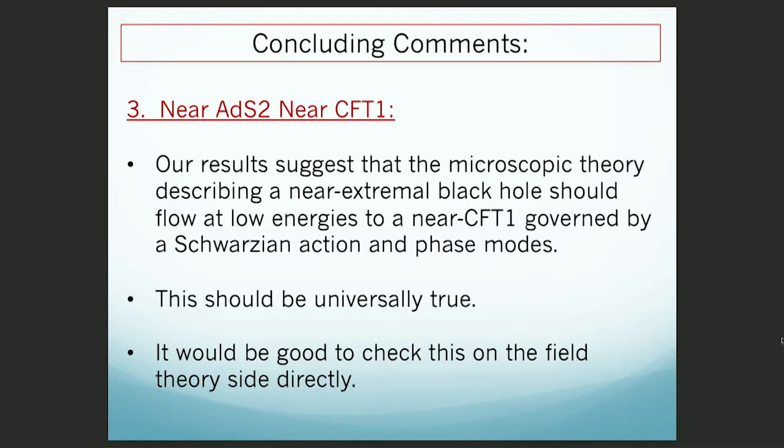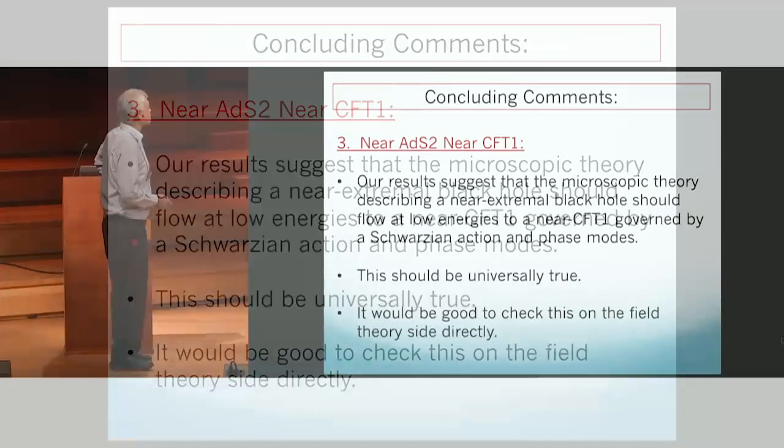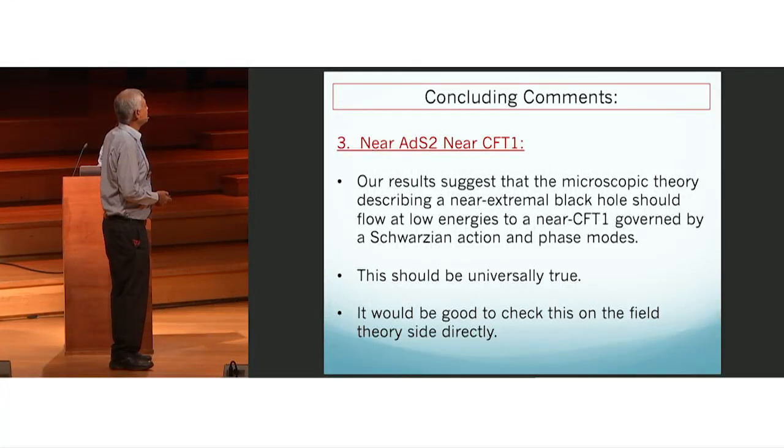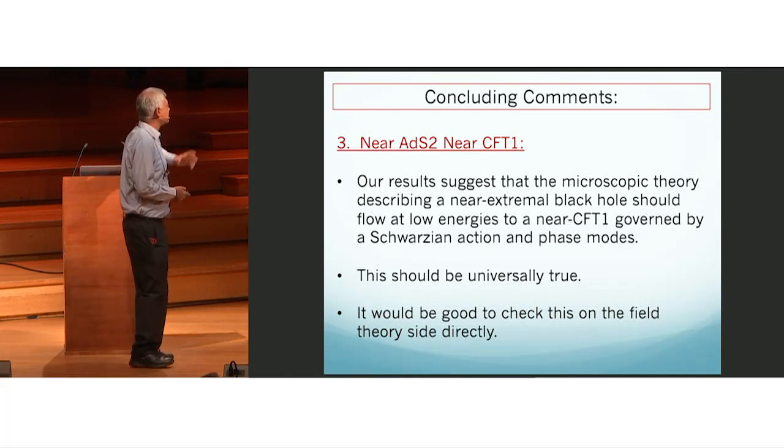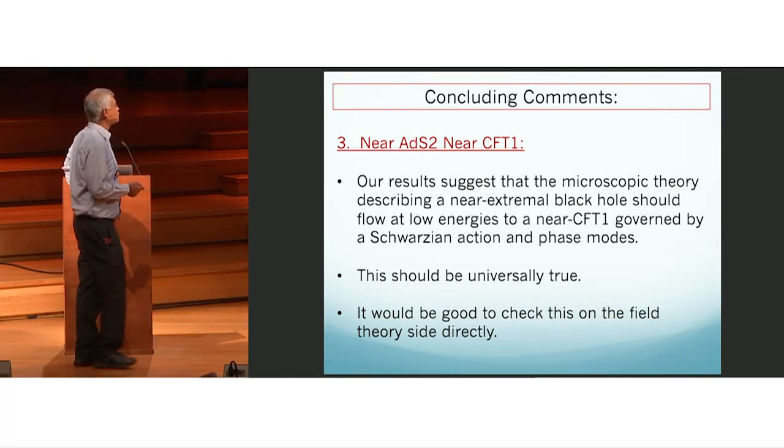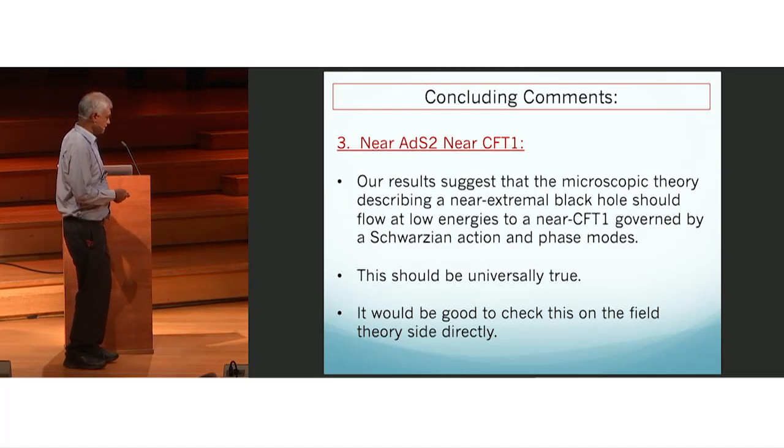And it'll be very interesting to check in explicit examples where, say, in AdS4 or 5 or something, we know the microscopic field theory dual, turn on appropriate charges, the gravity dual has an extremal geometry, to check whether from the field theory side itself we can show that you get the Schwarzian action, etc.